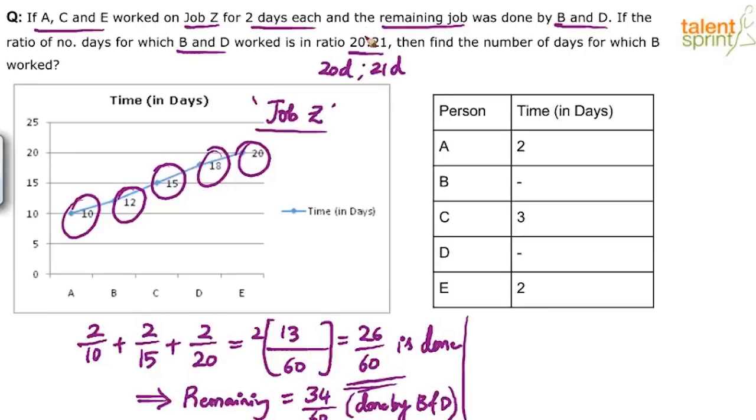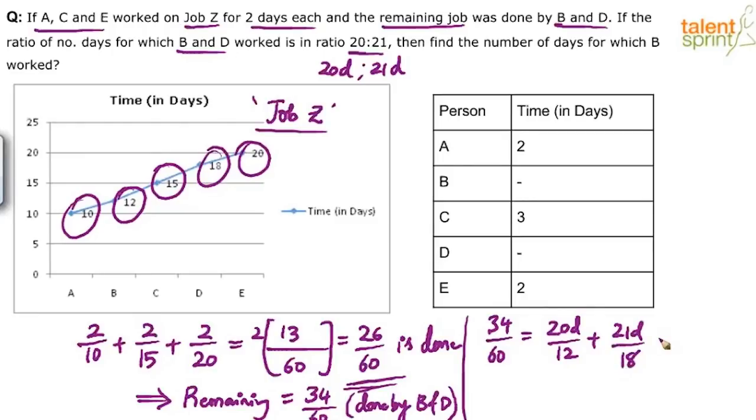Now, simple point is this remaining work 34 by 60 was done by B and D. B worked for how many days? 20D days. D worked for how many days? 21D days. In one day, B can do 1 by 12. So in 20D days, he'll do 20D by 12. And in one day, D can do 1 by 18. So in 21D days, he'll do 21D by 18.